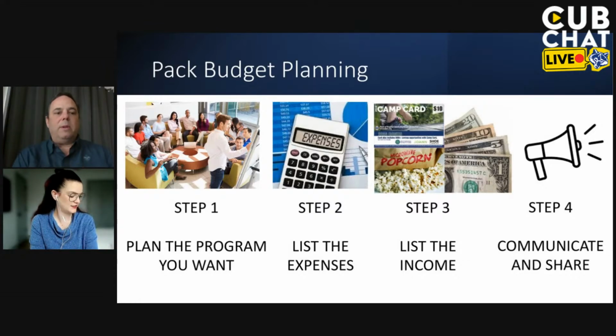Then you list the expenses, and then you list the income. And that's the other piece that people sometimes flip around. They say, well, how much money do we have? That's how much money we can spend. And when we do budget planning, we actually do it in the reverse order. And then communicate and share. And that's another piece that not only does it get in the wrong place, sometimes it gets skipped completely. And that is disaster for PAC budget planning and your overall PAC finances.